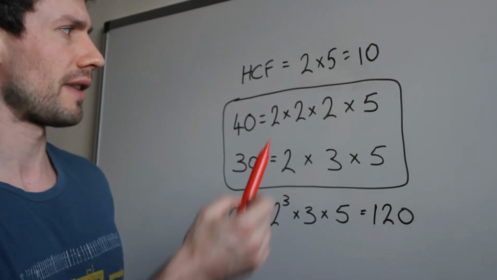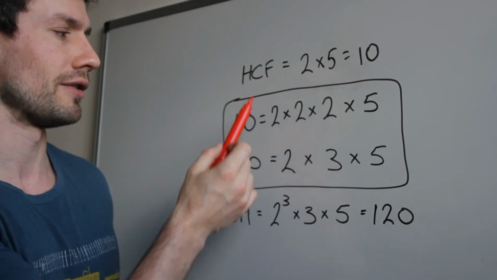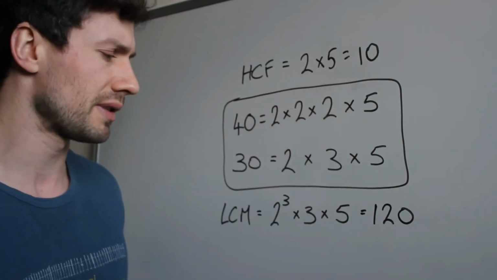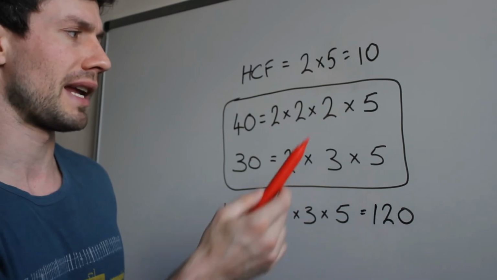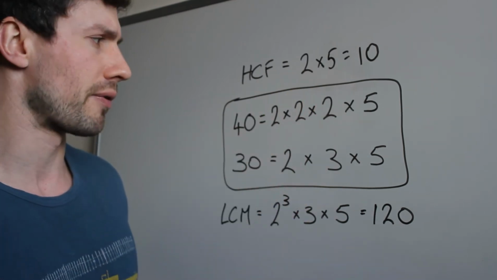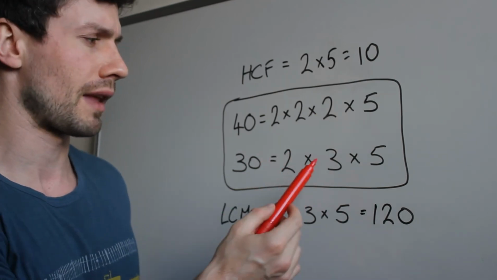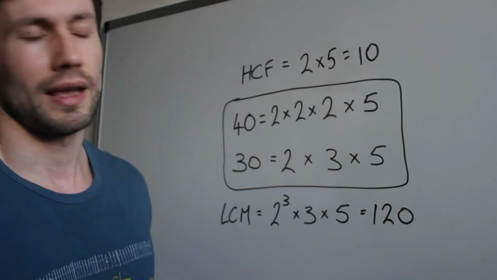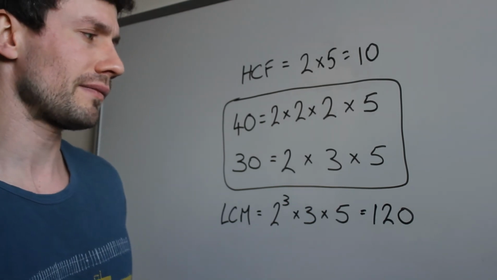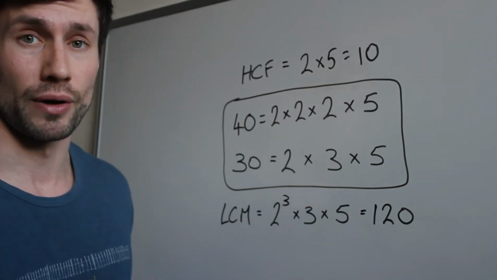A quick reminder, I got the highest common factor from multiplying together the 2 and the 5 because they're common primes. And I got the lowest common multiple by picking the highest power of every prime. We've got 2 to the power of 3 here in the prime factorisation of 40, and we've got 3 to the power of 1 in the prime factorisation of 30, and 5 to the power of 1 in both.